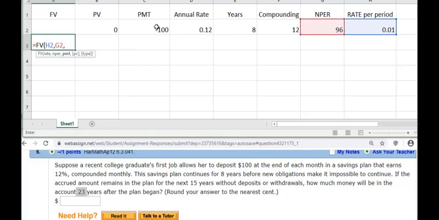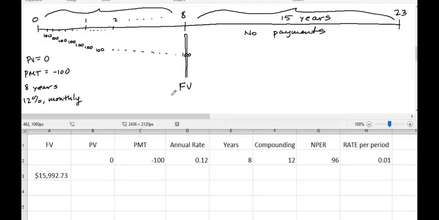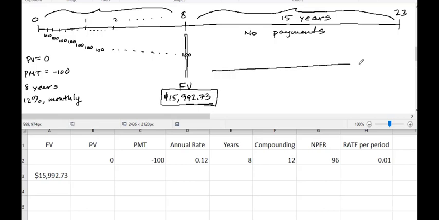96 payments of $100, no lump sum at time 0, ignore the type. There will be $15,992.73 in the account at this point. Okay, now this money is going to carry on for the next 15 years, but now the payment is going to be 0.